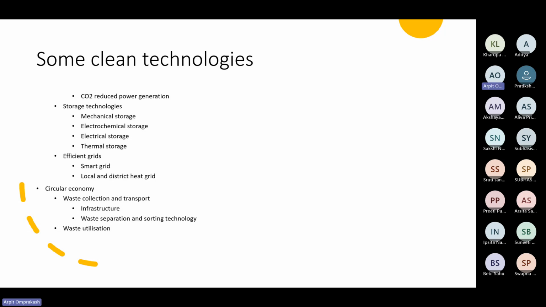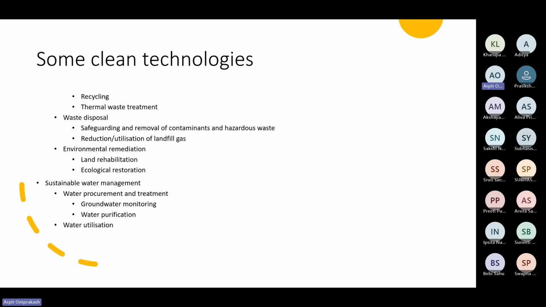Then circular economy, which includes waste collection and transport, waste utilization, such as basically recycling, thermal waste treatment, then waste disposal, disposing waste such that there's no contamination or hazardous waste, then reduction or utilization of landfill gas that is produced in a landfill, environmental remediation such as land rehabilitation, as we talked about, like in the case of mining operations, where basically they have to rehabilitate the land once mining is done, ecological restoration, similar themes.